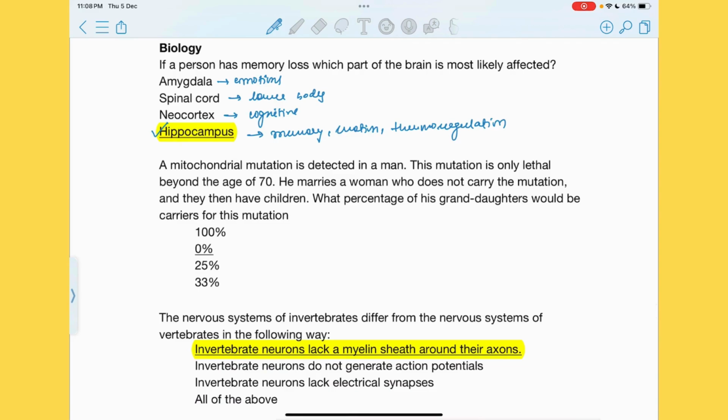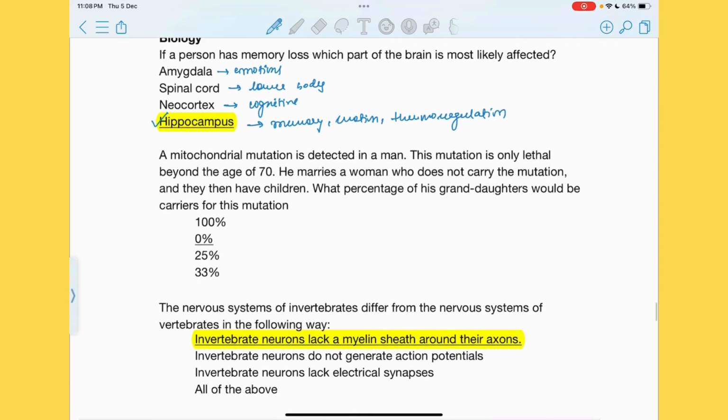The next question says, a mitochondrial mutation is detected in a man. This mutation is only lethal beyond the age of 70. He marries a woman who does not carry the mutation and they then have children. What percentage of his granddaughters would be carriers of this mutation? Okay, so you don't have to draw any pedigree or do any genotypic analysis. The answer lies in just one word.